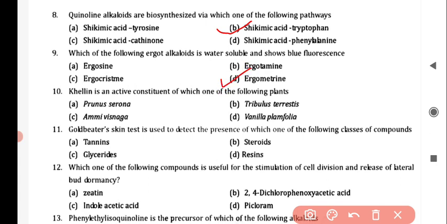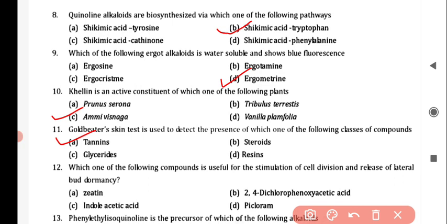Next question is, khellin is an active constituent of which one of the following plants? And the correct answer is option C, Ammi visnaga. The next question is, Gallwitz's skin test is used to detect the presence of which one of the following classes of compounds? And the correct answer is option A, that is tannins.